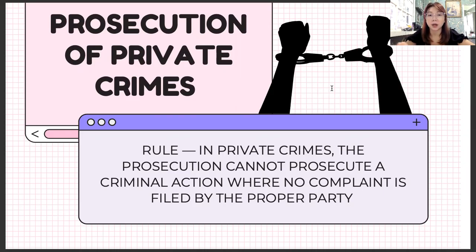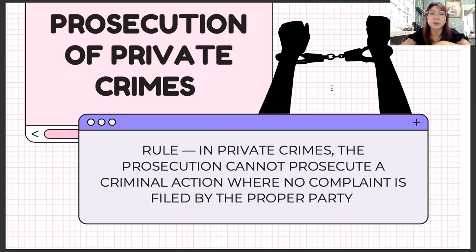Kung sa adultery and concubinage, seduction naman, it must be the offended party, yung parents niya, or yung grandparents, or yung guardian. So, yung exception naman dito is if the offended party dies or becomes incapacitated before she can file the complaint and she has no known parents, grandparents, or guardian. And so here, the state shall initiate the criminal action in her behalf.